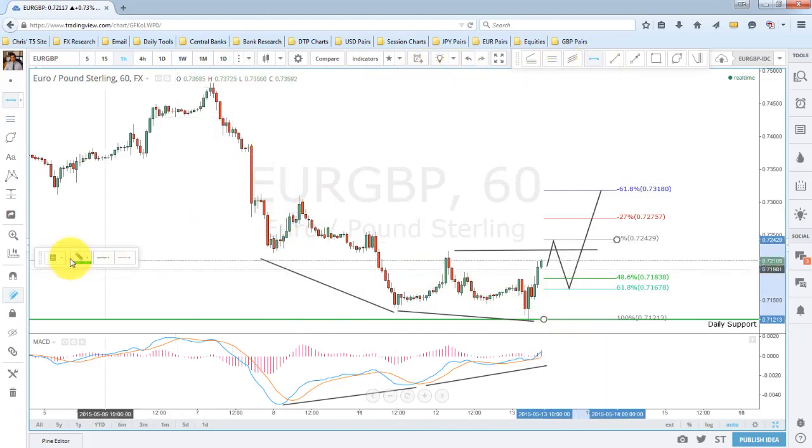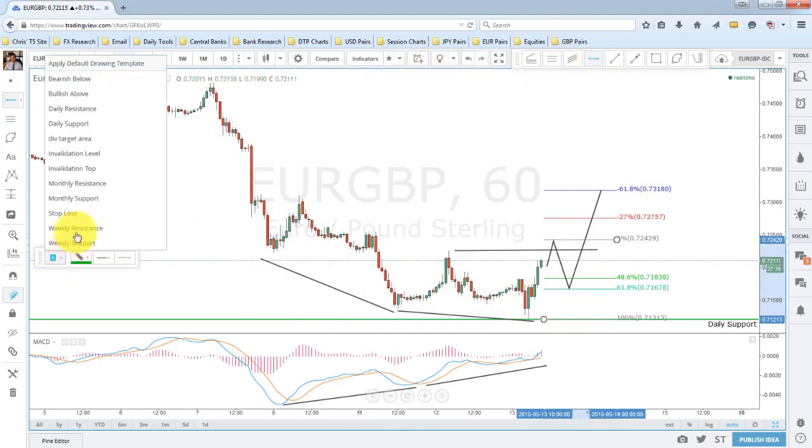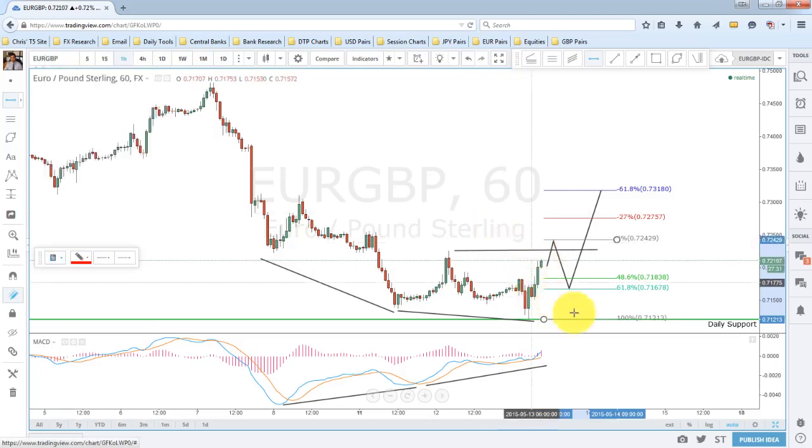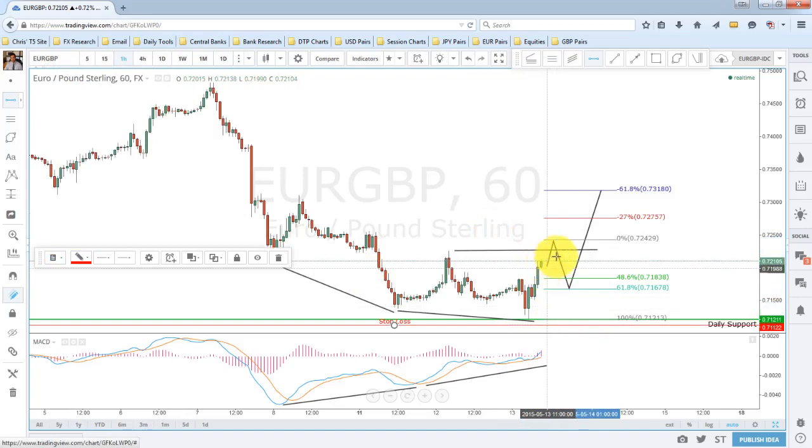All right, so let me just mark off where our stop loss will go here so we get used to seeing this. Okay, so our stop loss will be below the low, and these will be our targets. 127, 162. Okay, let's go ahead and have a look at another pair here. Let's see if I can find something else.